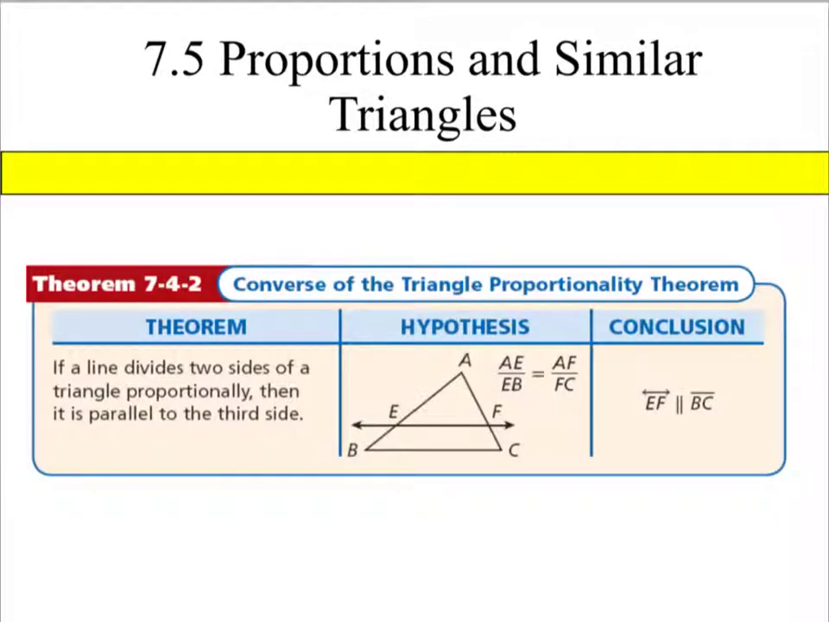Now we have the converse. We've talked about the regular triangle proportionality theorem, and now it's the converse. So pause now and write this theorem down. It says if a line divides two sides of a triangle proportionally, then it is parallel to the third side. Before, we had if there's a line parallel to a side, then the triangle is proportional. Now, if the triangle is proportionally divided, then we have a line that is parallel. Again, it's the opposite.